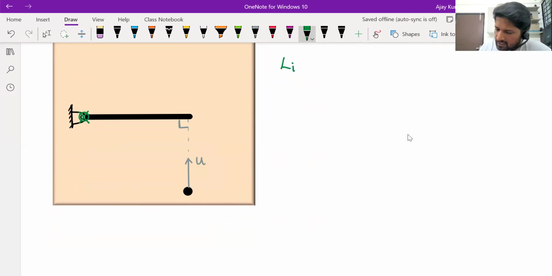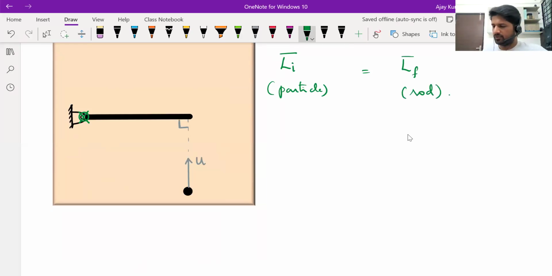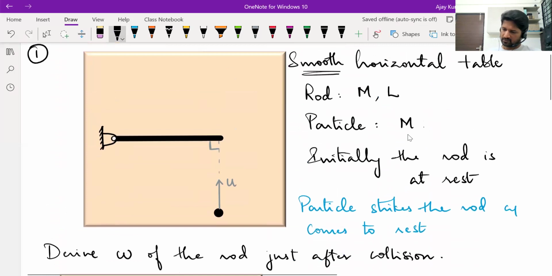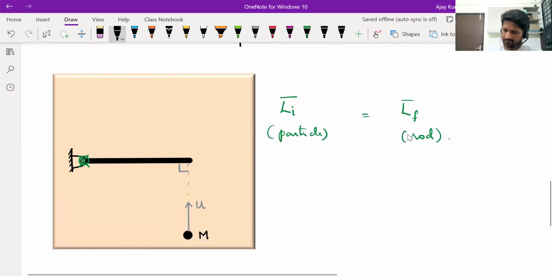So initial angular momentum is only that of the particle. Initially, the rod was not moving. This should be equal to the final angular momentum, which is only that of the rod, because finally the particle is not moving. Okay. Rishi, tell me the formula for angular momentum of a particle. Particle's mass is given as m. Rod's mass is m. Then mv cross r. Wrong. You write the formula 10 times, take a photo and send me. It is m r cross v. Order should never be changed in a cross product unless you want negative answers. Okay. It is m r cross v.